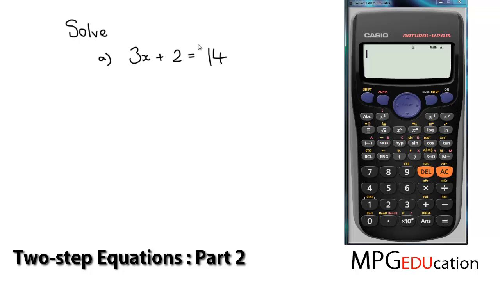The first one, we're going to solve 3x plus 2 equals 14. We're going to solve 5x take away 7 equals 3. And we're also going to solve 8 plus 2x equals 20. So let's get started. The first example is 3x plus 2 equals 14. We're going to solve that in two steps.